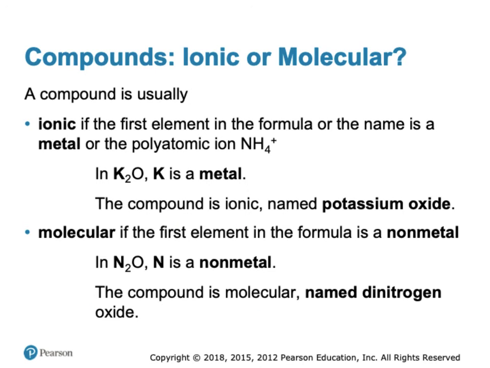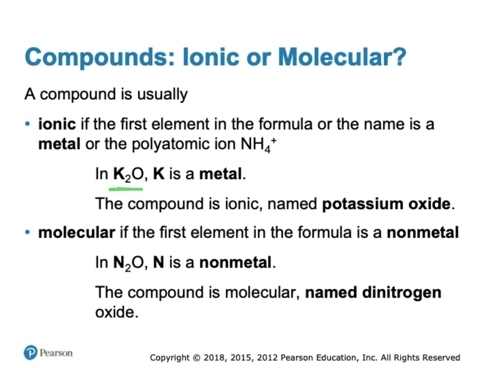Right. So is a compound ionic or molecular? The compound is usually ionic if the first element in the formula is a metal or the polyatomic ion NH4. So here we have K2O. Potassium, K, is a metal. The compound is ionic and is named potassium oxide.